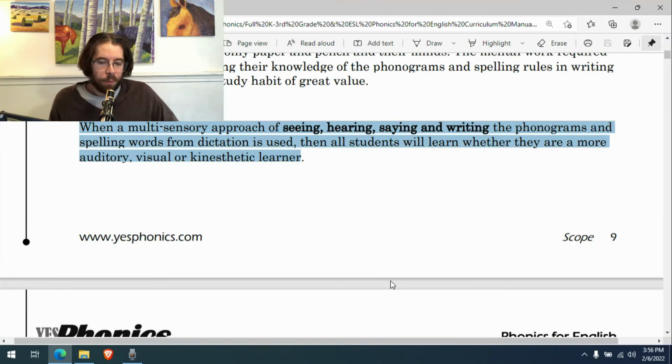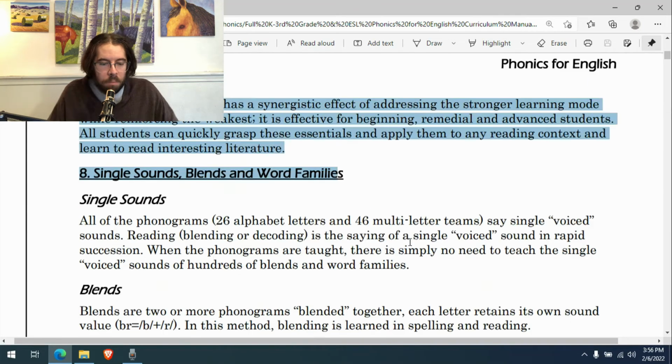When a multisensory approach of seeing, hearing, saying, and writing the phonograms and spelling words from dictation is used, then all students will learn, whether they are a more auditory, visual, or kinesthetic learner. So it's got a little bit for everybody, which is awesome. A multisensory method has a synergistic effect of addressing the stronger learning mode while reinforcing the weakest. It is effective for beginning, remedial, and advanced students.